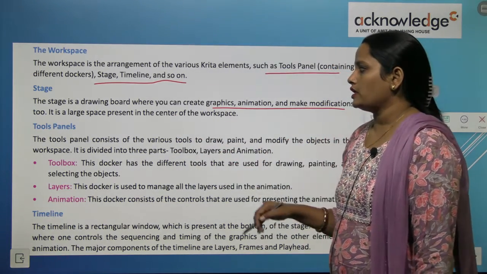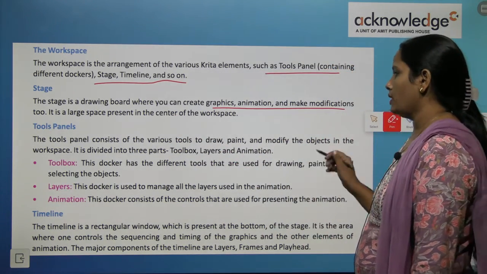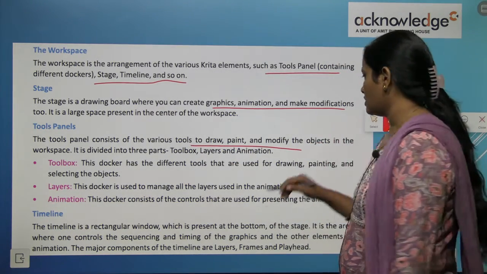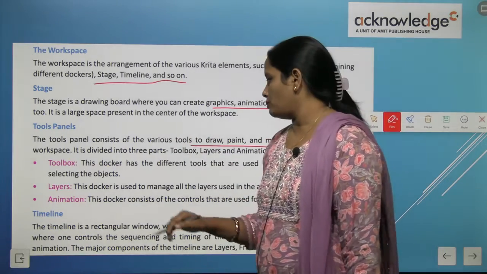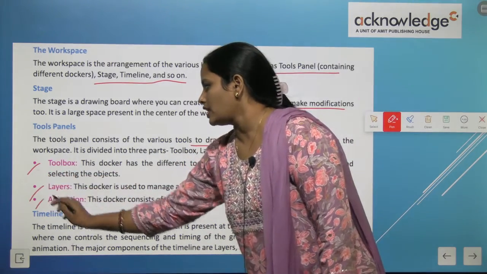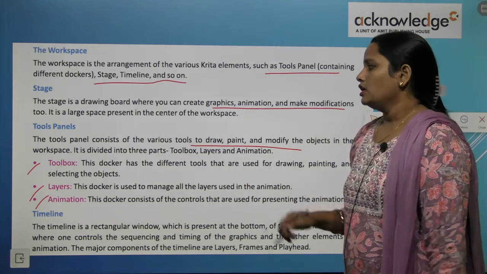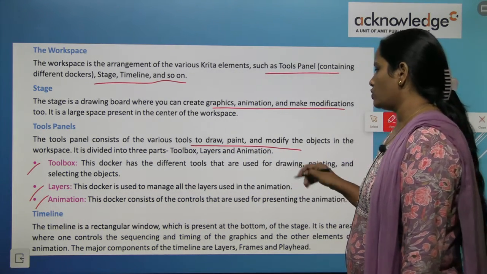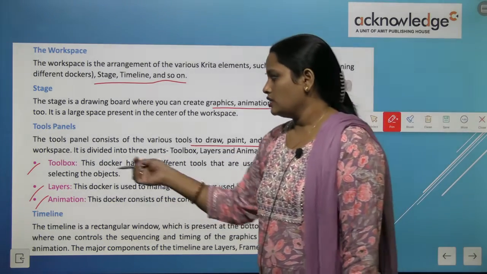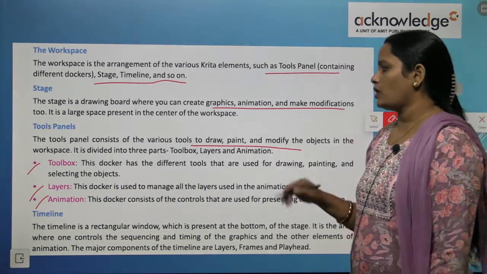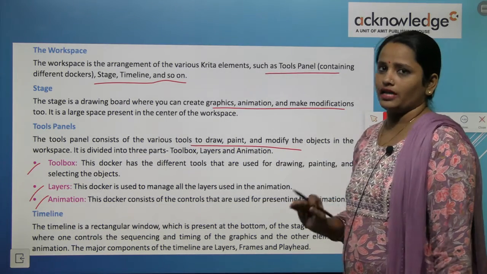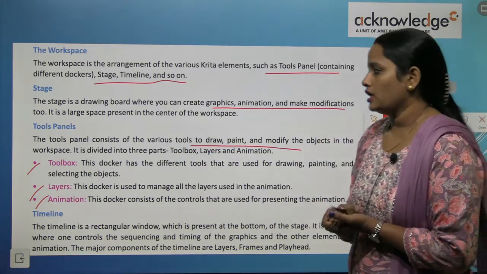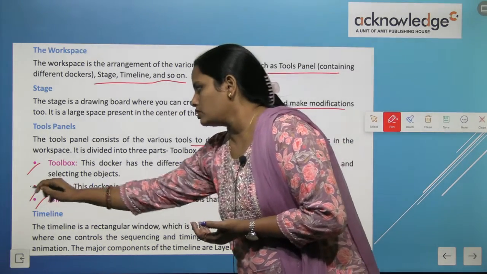Tools panel. The tools panel consists of various tools to draw, paint and modify. So with the tool panel we can use all these options, and it is divided into three parts: toolbox, layers and animation. It is divided into three parts. What is the toolbox? The docker has different tools that are used for drawing, painting and selecting the object. What are layers? This docker is used to manage all the layers used in the animation. The layers we are adding in the animation, one after another, so that can be managed from here.